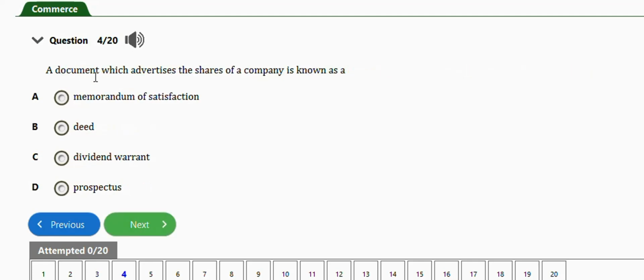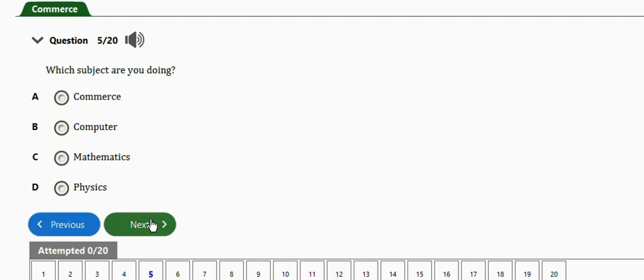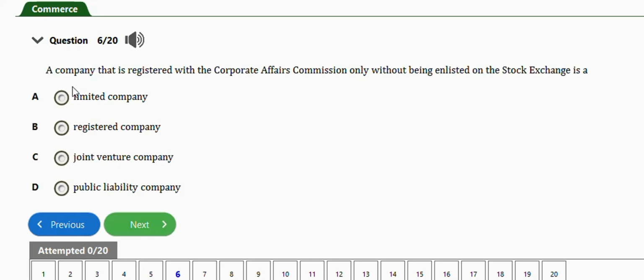Next question. It says the document which advertises the shares of a company is known as a prospectus. Option D, very important. Next question is this one. It says a company that is registered with the Corporate Affairs Commission only without being listed on the stock exchange is A. This is a registered company.